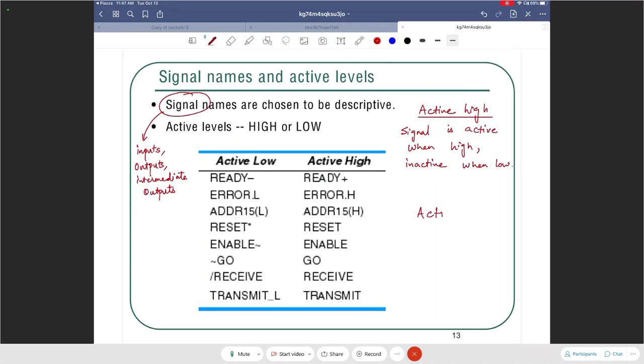These are digital signals. Let's talk about active low. And this is probably easy to guess. A signal that is active when low, inactive when high.